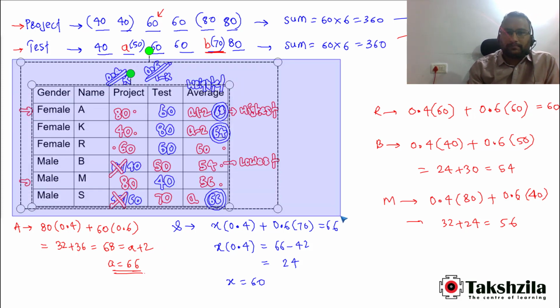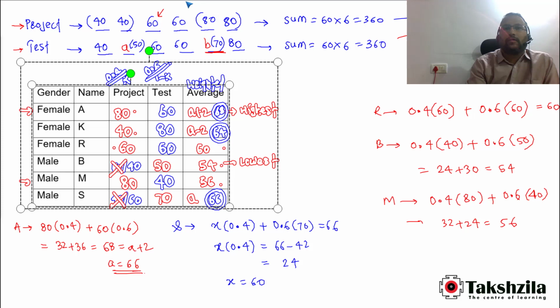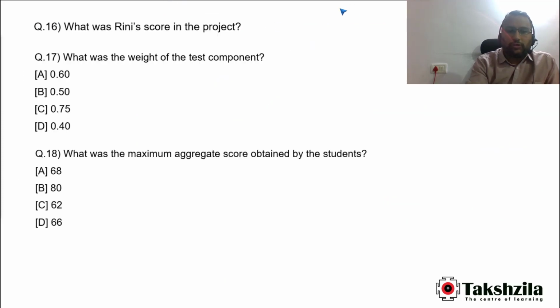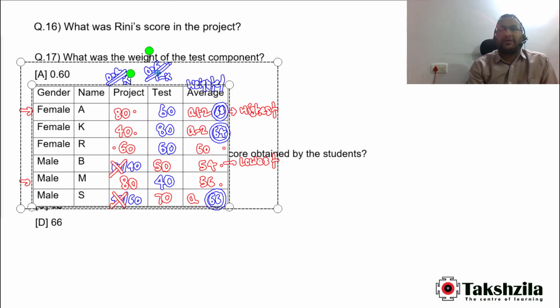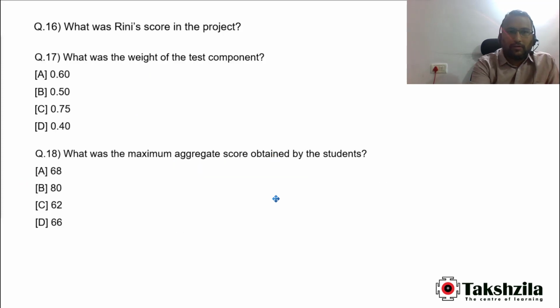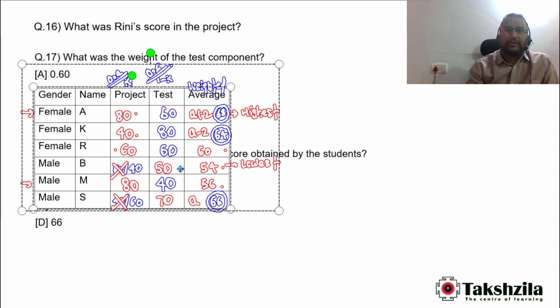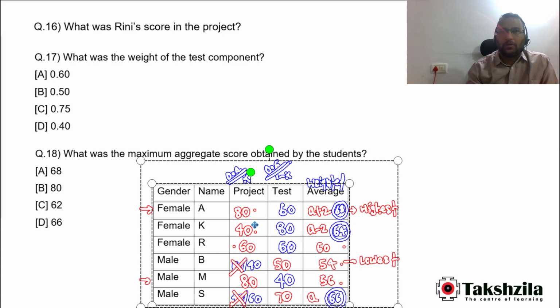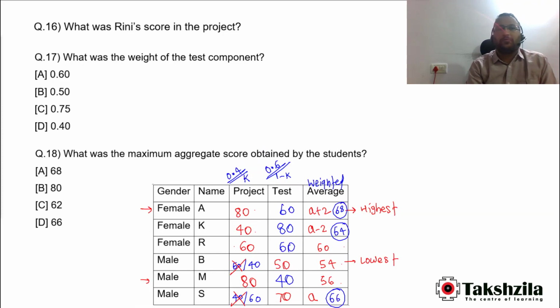Hold on. Question number 16, 17 and 18. Question number 16 is, the score of Rini in the project is how much? The answer is 60. The weight for the test component is 0.6, that is option A. And what was the maximum aggregate? Maximum aggregate is equal to 68.